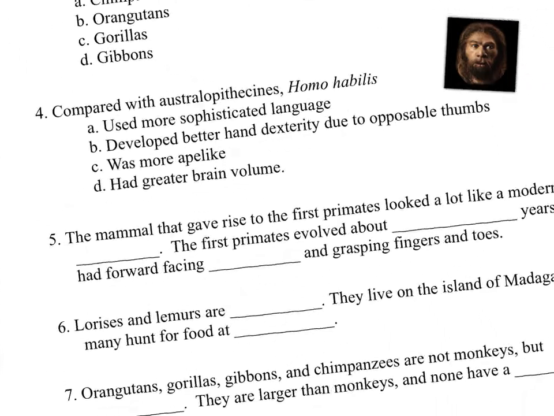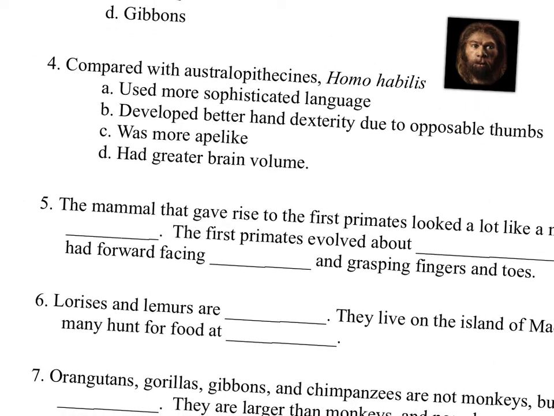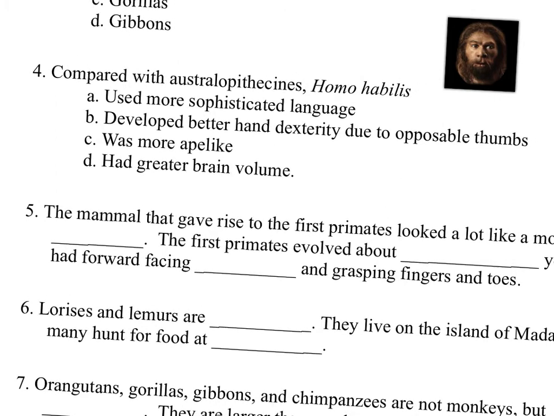When you look at number four, compared with Australopithecus, Homo habilis, what did it do? Yeah, it had a greater brain volume. You would not put B there because it did have opposable thumbs, but so did Australopithecus, and it did not use language, and it was not more ape-like. The best answer is greater brain volume. Watch out for this one being a mark all that apply. I could throw in there the use of tools.